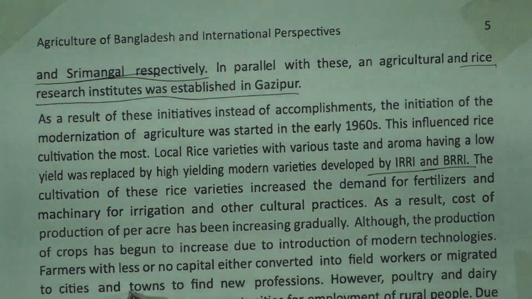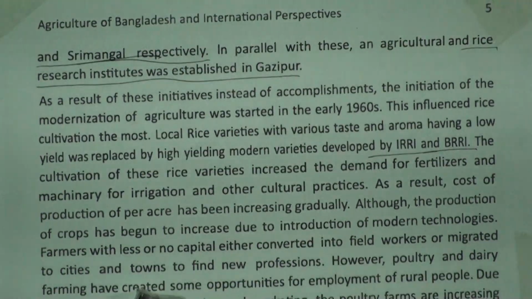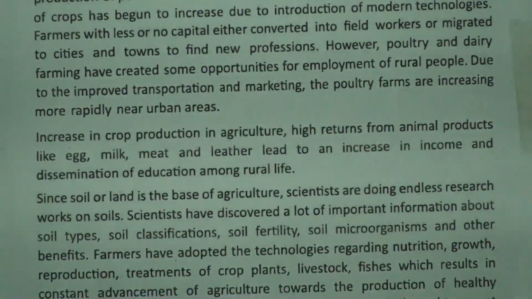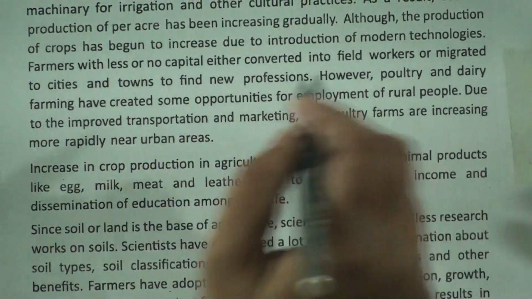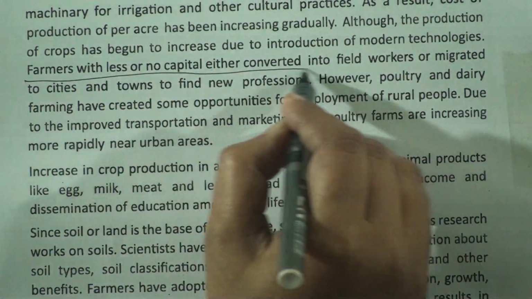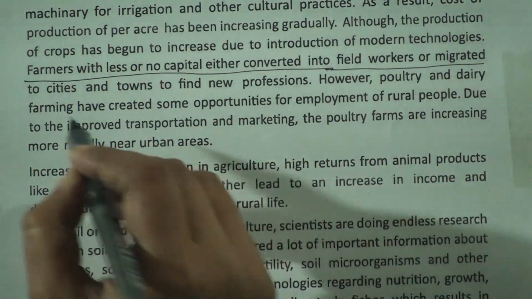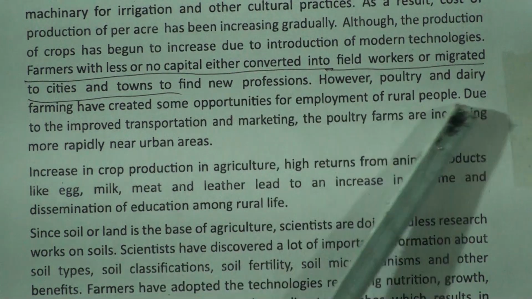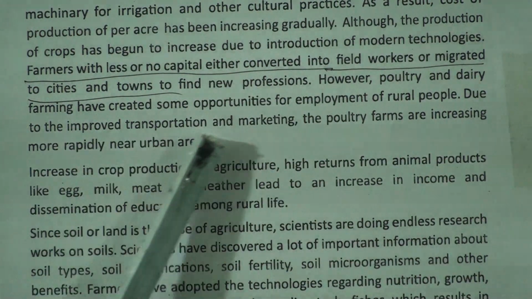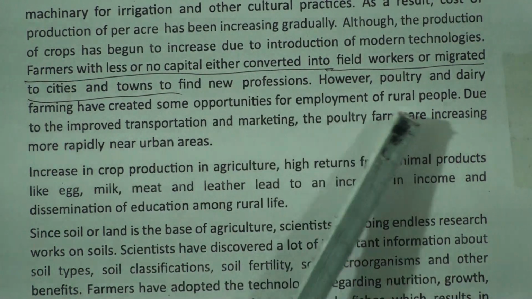So farmers with less or no capital either converted into field workers or migrated to cities and towns to find new professions. So what happened to the poor farmers? The farmers with less or no capital converted into field workers or migrated to cities and towns to find new jobs. However, poultry and dairy farming have created some opportunities for employment of rural people.